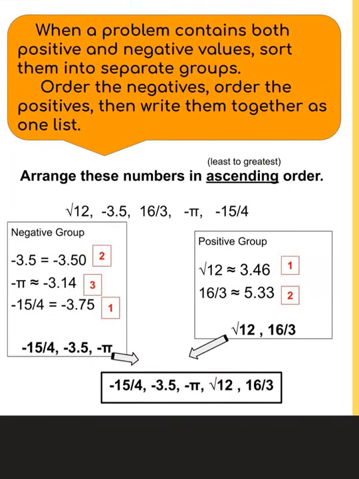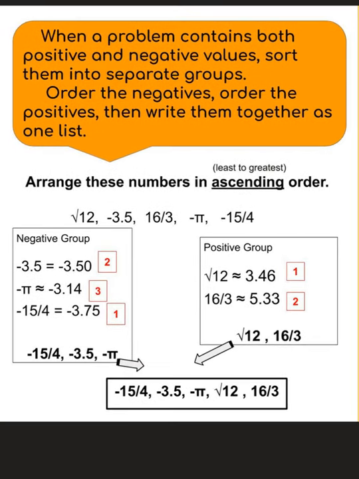All right, here's another example. But this time on this example, when a problem contains both positive and negative values, it's pretty helpful to sort them into separate groups. Order the negatives, order the positives, and then write them together as one big list. So this one wants you to arrange these numbers in ascending order. Ascending is least to greatest.